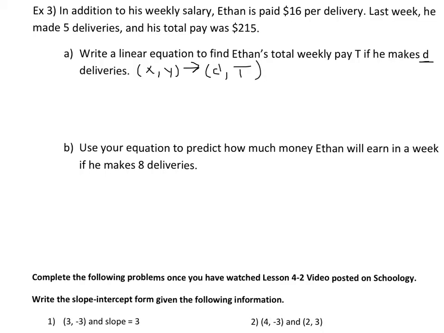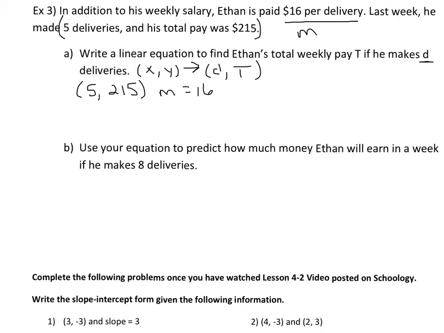All right. Okay, so as I read through this, we kind of talked about this already, but this right here, 16 per delivery, will be our slope because that's our changing value. And then if I look, it says 5 deliveries for $215. That fits really well into this D equals a total amount. So 5 deliveries gives you a total of $215. All right, so I have a coordinate point in this case of 5 deliveries, $215, with a slope of 16.